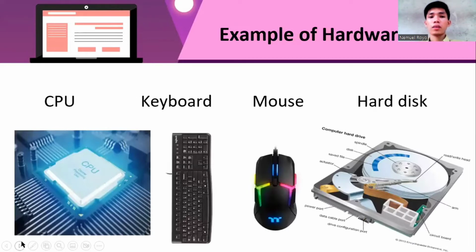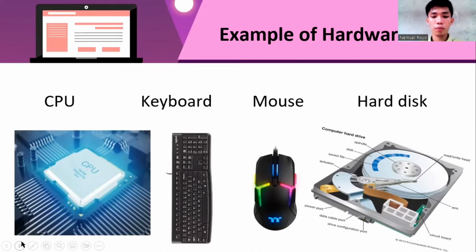So in hardware, we have the CPU or Central Processing Unit. The CPU is the brain of the computer. The CPU processes information and runs programs. It functions as a control unit that executes programs according to instructions in program memory.